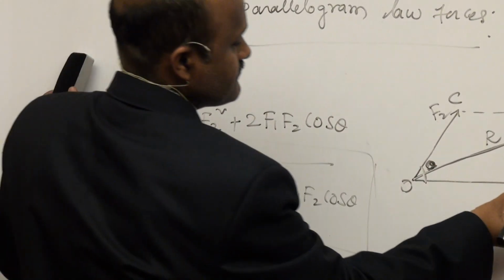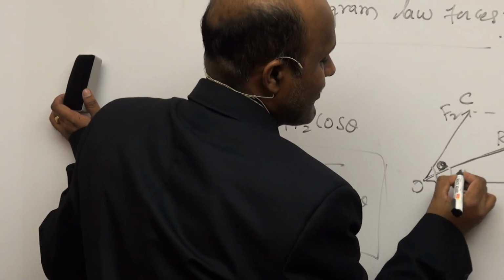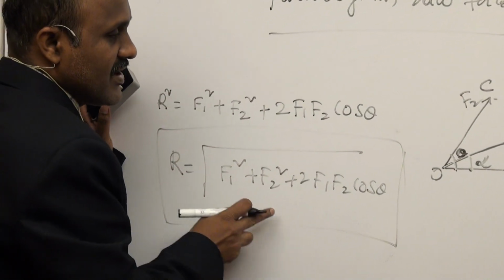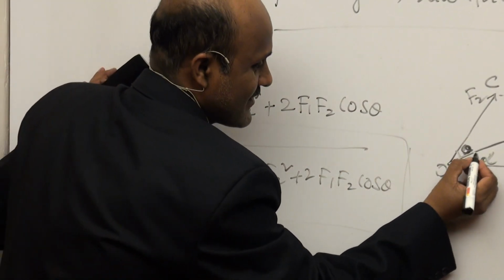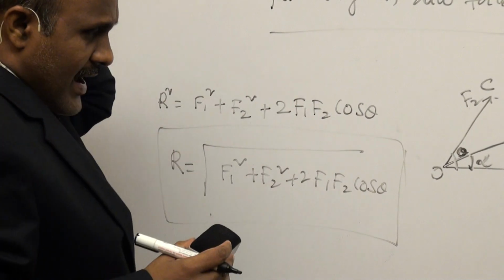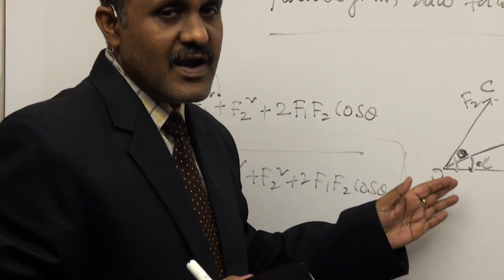Again, here is alpha. This is the magnitude of the resultant. I want to find out the direction. Direction means at what angle this force is acting from the horizontal.